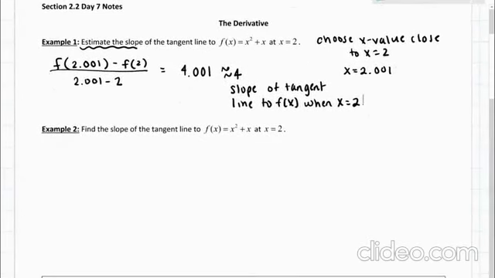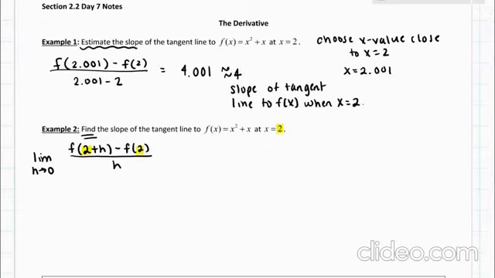So the next thing that we're going to do is find the actual slope of the tangent line to that function when x equals 2. And so to actually find the slope, that's when we're going to use the limit. So the limit as h approaches 0 of f of 2 plus h minus f of 2 over h. And again, remember that the 2 is coming from the fact that that is the x value that we're trying to approximate near, and h is going towards 0 because we're trying to get closer and closer and closer to exactly whatever that slope is at 2.